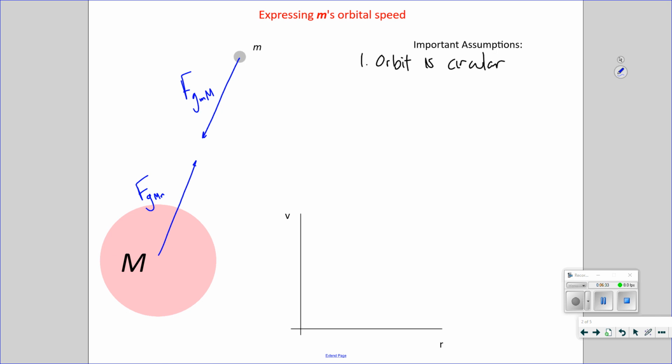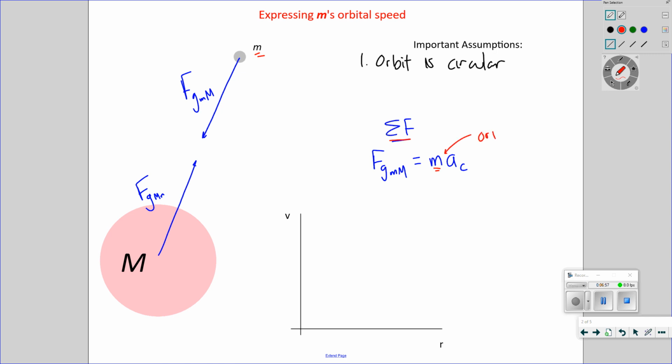And our net F says that, well, Fg exerted on little m by big M equals little m AC. Okay, now we are writing, this is a net F for mass m. That's why this is mass m, right? This is the orbiter.